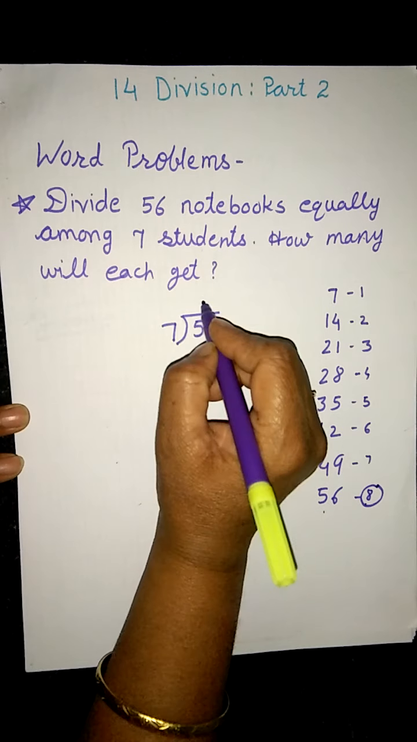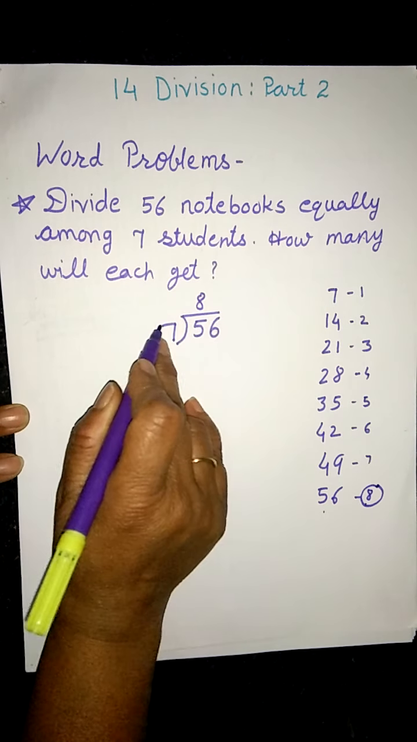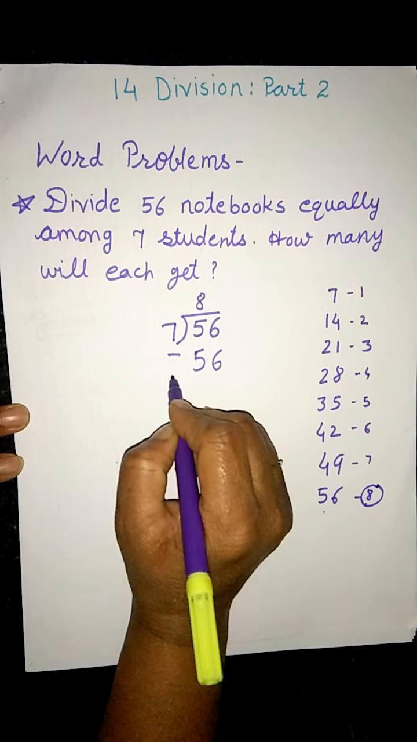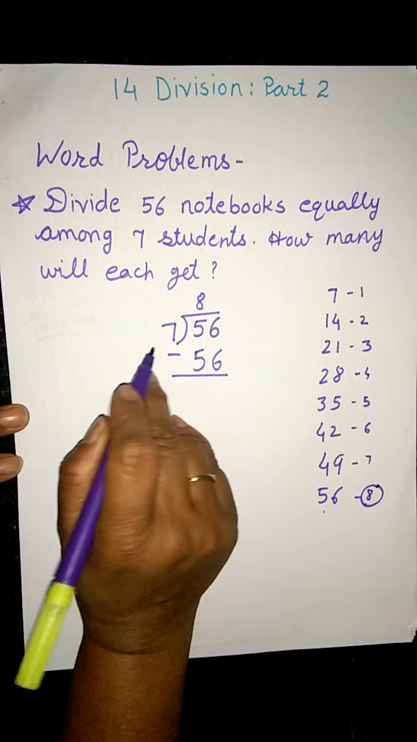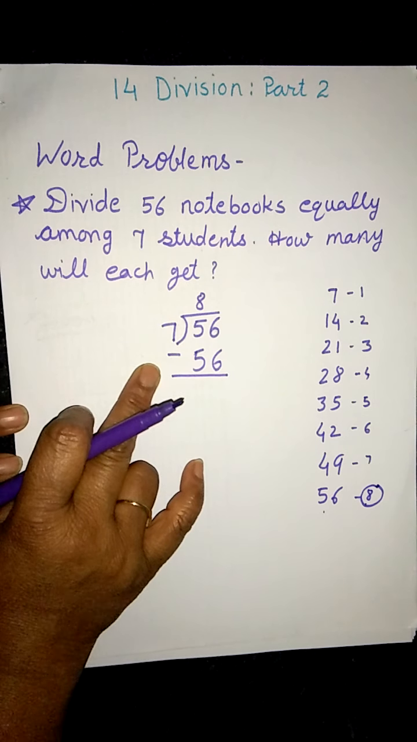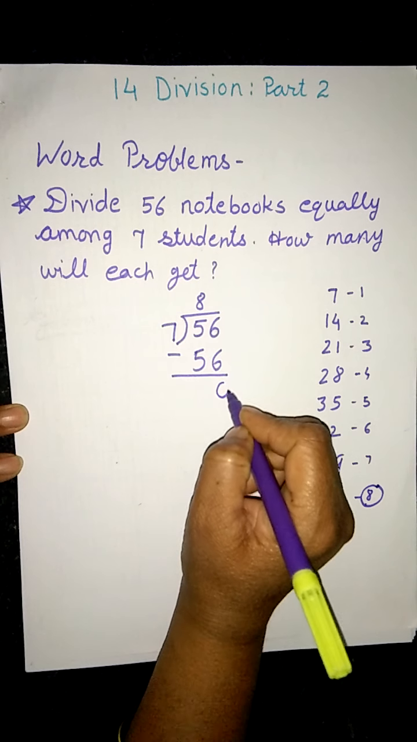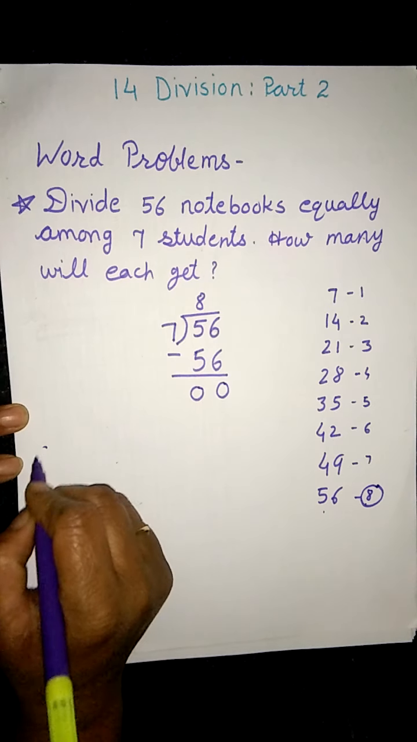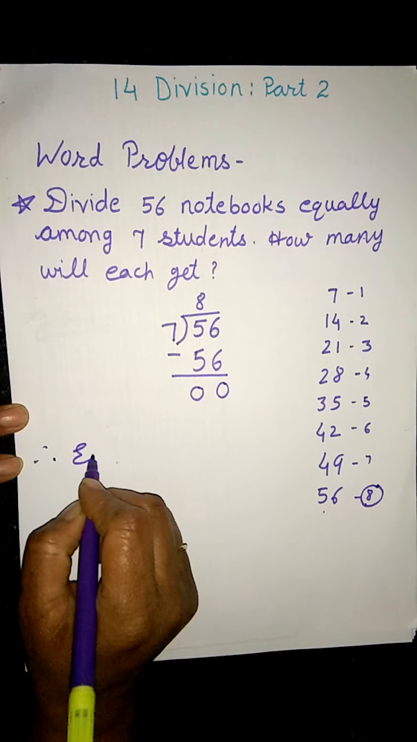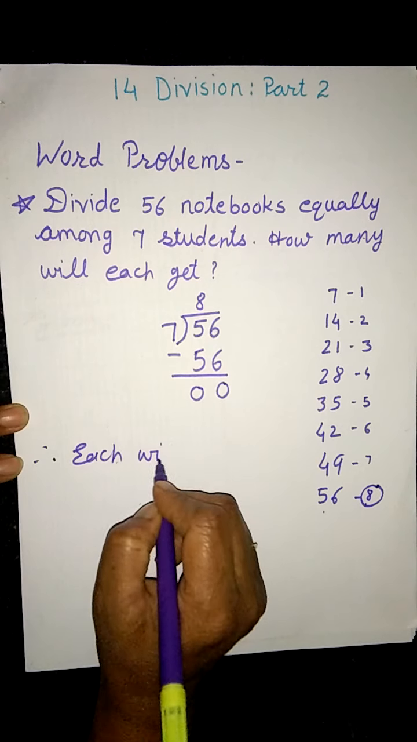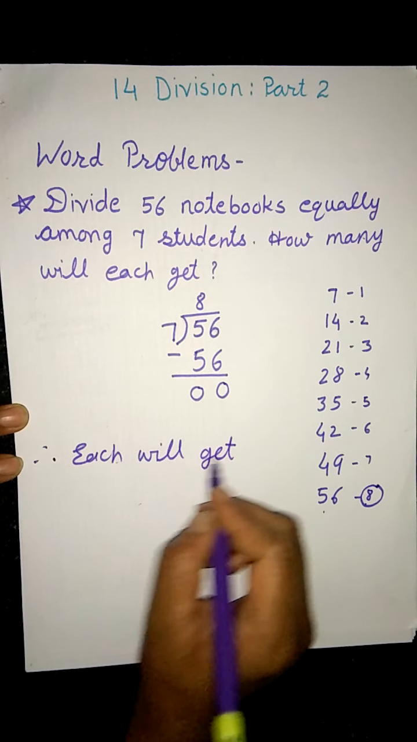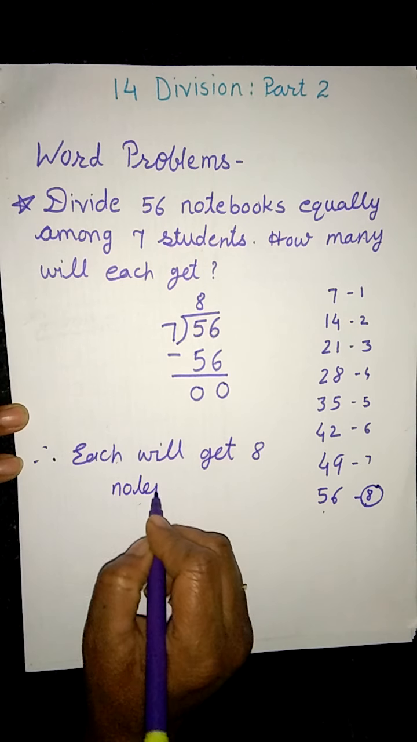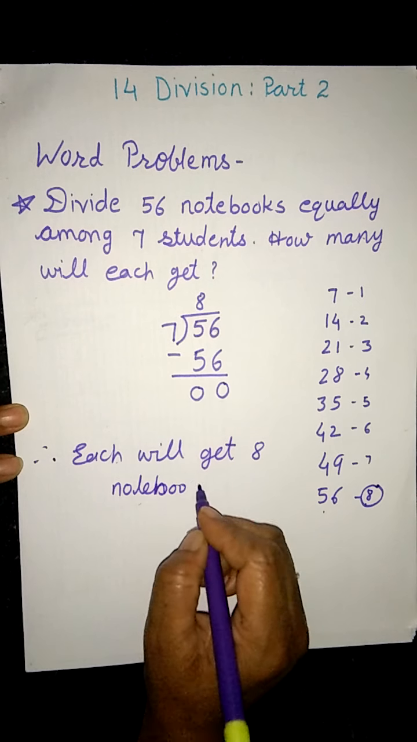So write 8 here. 7 8s are 56. Now minus sign. It is very important sign. Now 6 minus 6, 0. And 5 minus 5, 0. In this way, each will get how many notebooks? 8 notebooks.